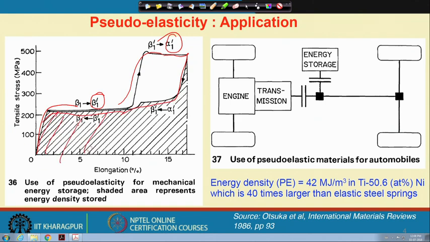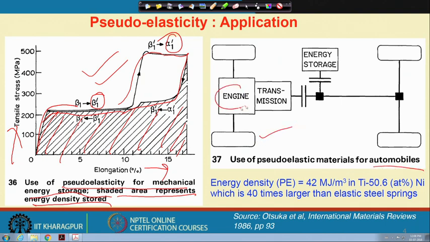So, under this stress strain curve I have a large area which is the energy storage, and this is the pseudo elasticity for, let us say, mechanical energy storage, where the shaded area represents the energy density that has been stored. Here this is the tensile stress and this is the elongation. Okay. Now, I can exploit this particular property for any, let us say, car. So, in an automobile sector, let us say this is the engine and here is a transmission, it rotates and it simply rotates the wheel.